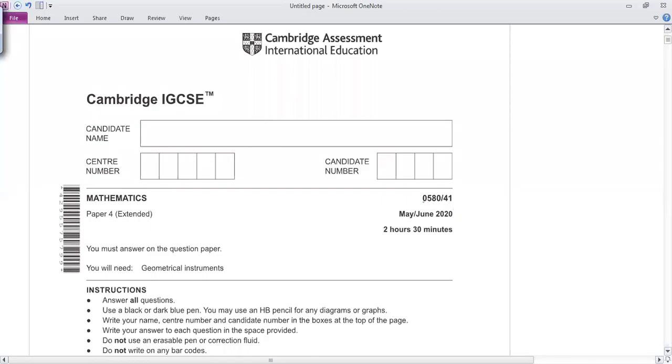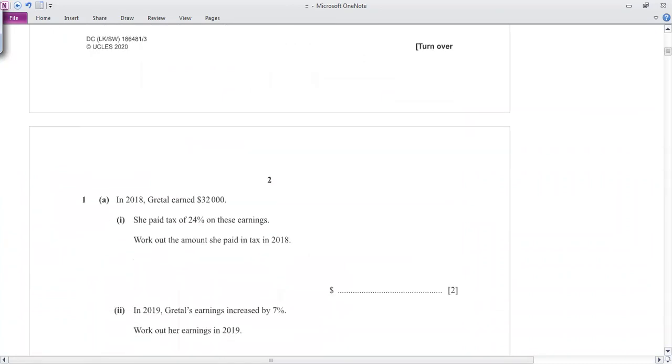So this paper 058041, May-June 2020. Let's start with the first question.